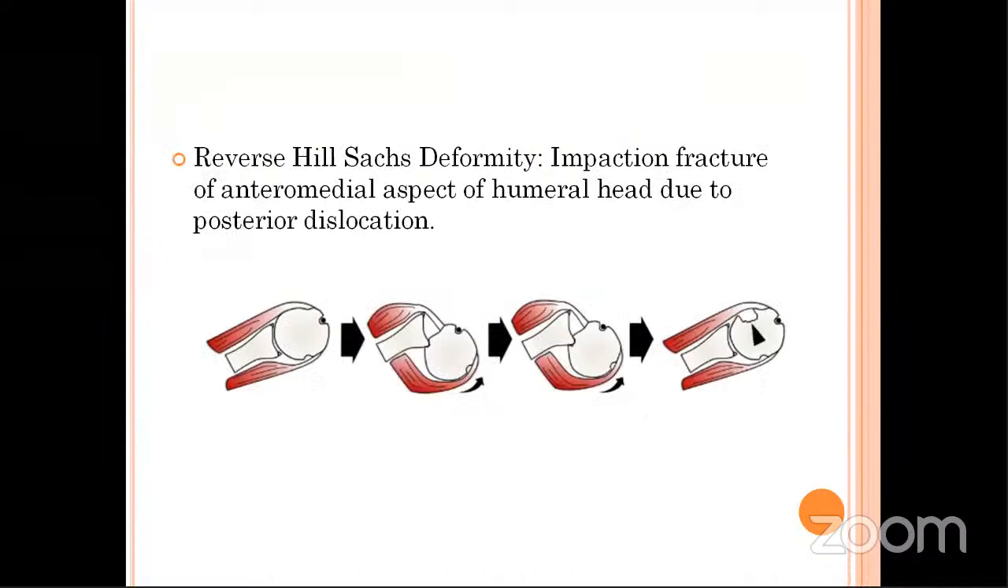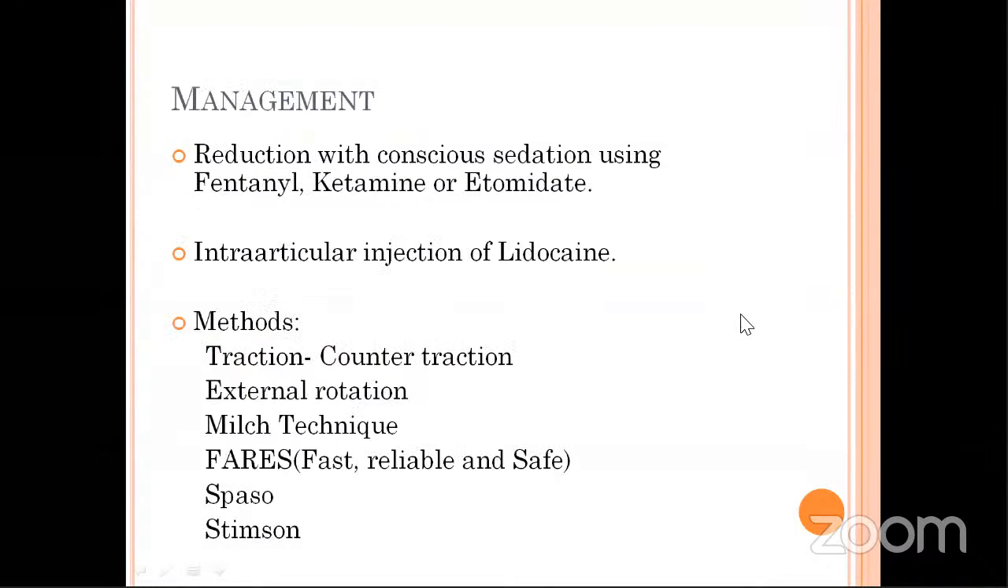The next is reverse Hill-Sachs deformity, where there is an impaction fracture of the anteromedial aspect of the humeral head. It is seen in posterior dislocation. Let's say this is the superior view. So there is a posterior dislocation of the humeral head and it causes an impaction fracture in the anteromedial aspect of the head of the humerus.